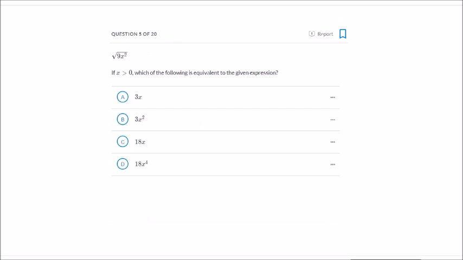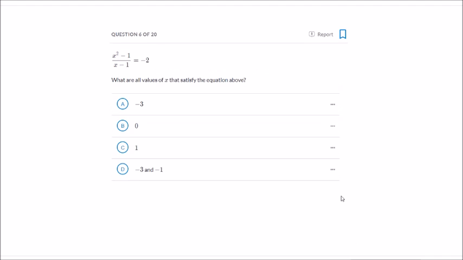If x is higher than 0, the square root of 9x squared is 3x. It's the same as the square root of 9 times the square root of x squared, and the square root and the square cancel out in x squared, and the square root of 9 is 3, so 3x to the first power, or 3x, right? And that's it.